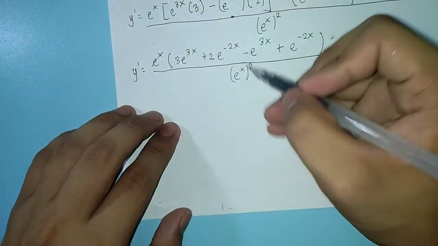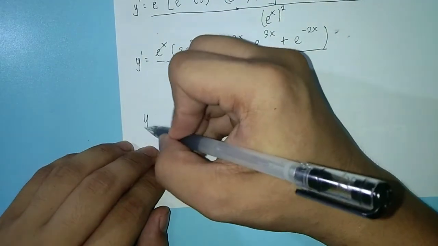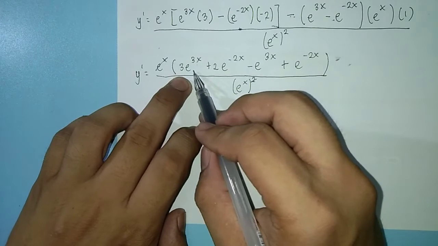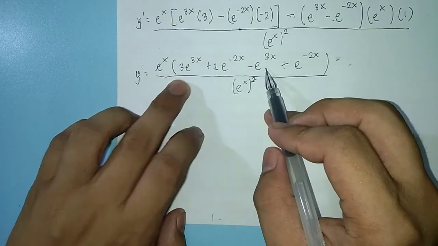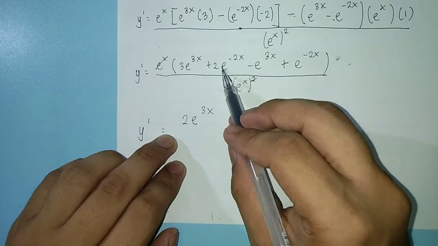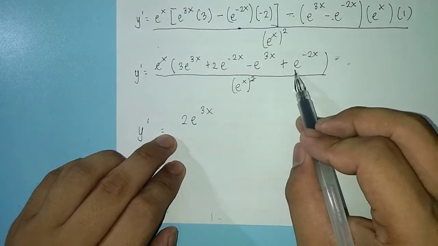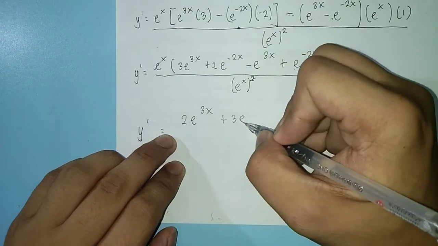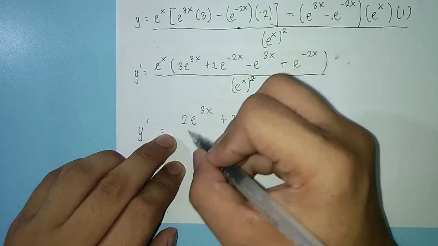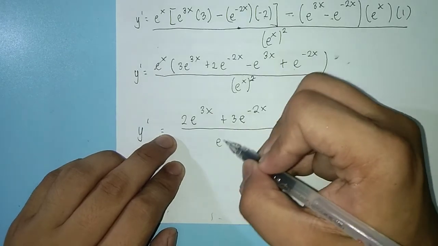Okay, then cancel yung numerator tapos denominator. So that will be 3 e raised to 3x minus e raised to 3x, that is 2 e raised to 3x, then 2 plus 2 e raised to negative 2x plus e raised to negative 2x, that is 3 e raised to negative 2x, all over may matitira ditong e raised to x.